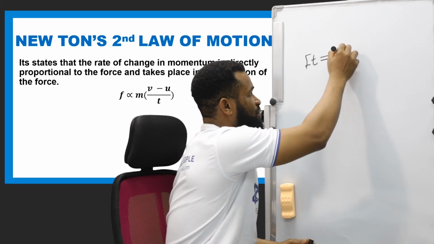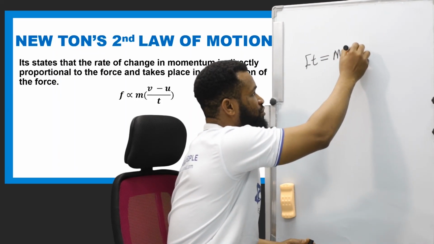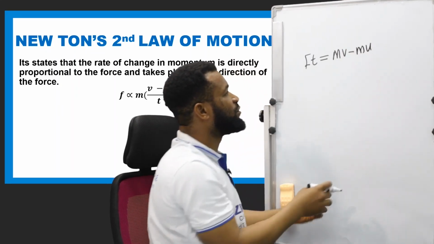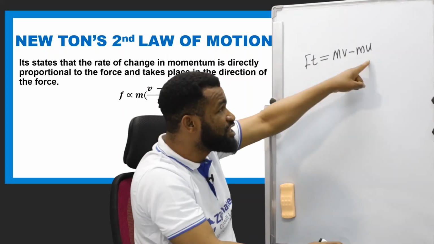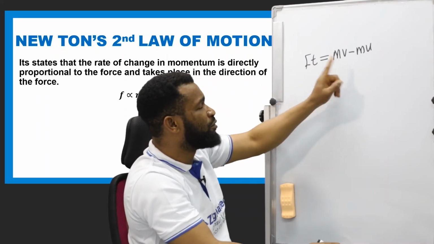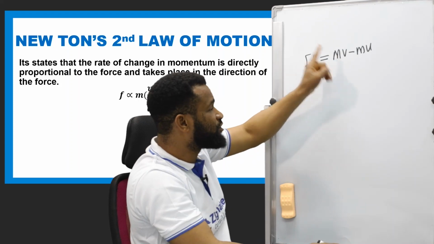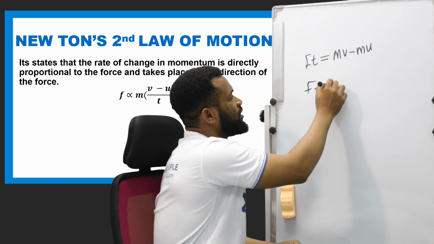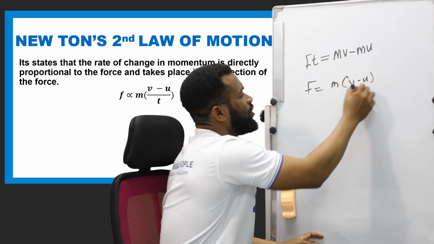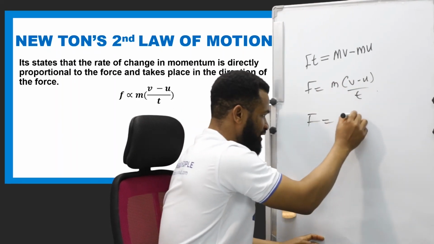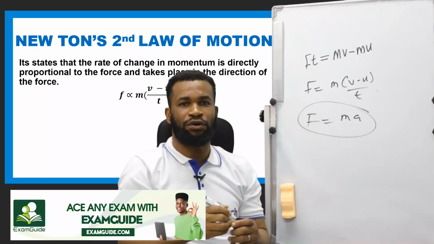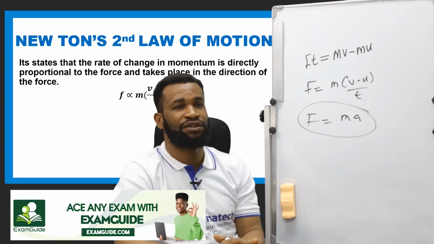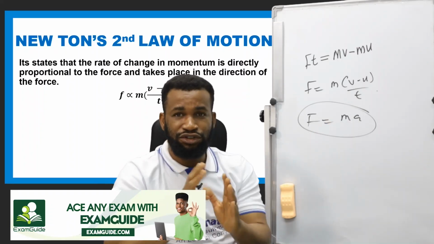When we talk about change in momentum, we are talking about final momentum minus initial momentum. Initial momentum means the mass of the body multiplied by the initial velocity, while final momentum is the mass of the body multiplied by the final velocity. So we say that F is equal to m(v minus u) all over t, which gave birth to the famous general formula for force. And that is what Newton's law stated.